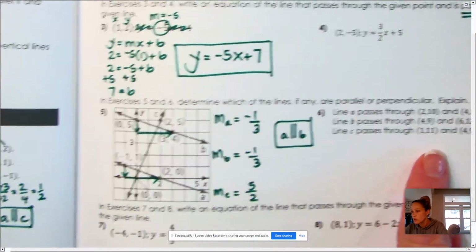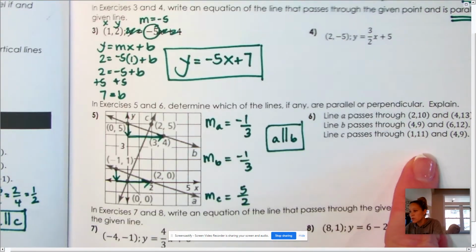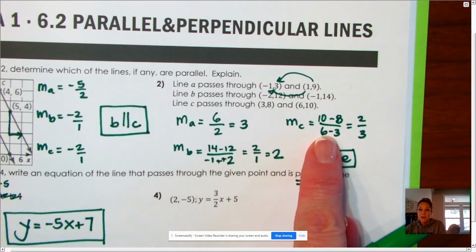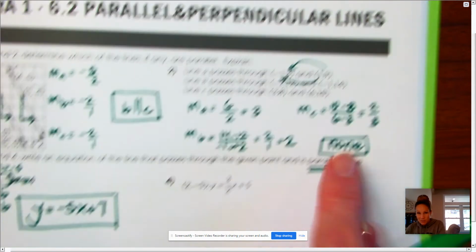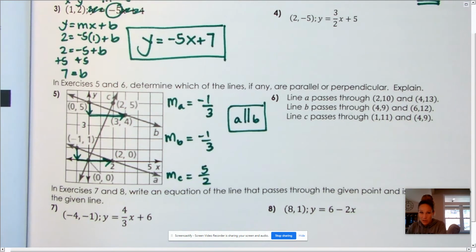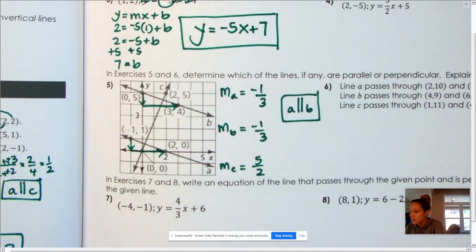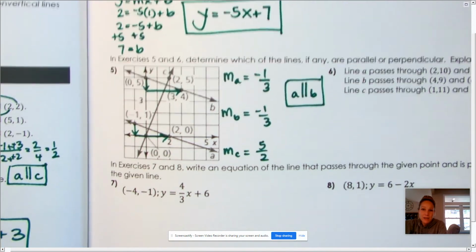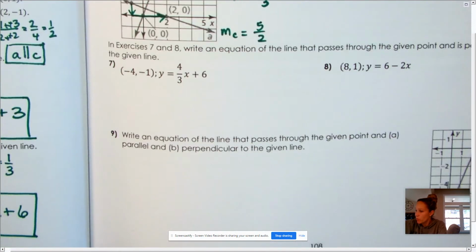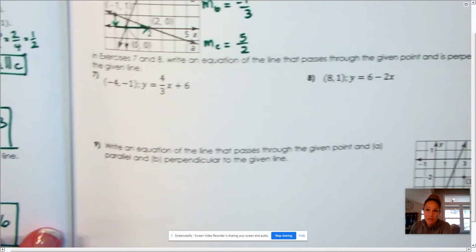You guys are going to try this one on your own, just like problem number 2 that I accidentally worked out for you guys. Find the slope and then compare them to see are any parallel or any perpendicular. Okay, question 7. We're going to write an equation of a line that passes through the given point and is perpendicular to the given line.